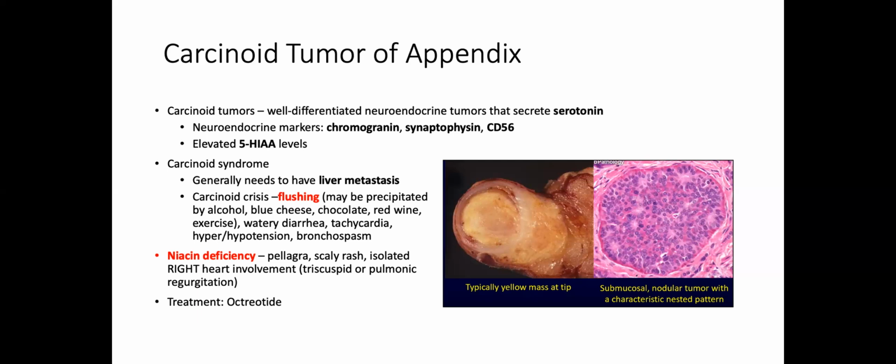So they may have symptoms of serotonin syndrome, flushing, or a tyramine-like reaction. Flushing precipitated by alcohol, blue cheese, chocolate, red wine, exercise, as well as watery diarrhea, tachycardia, hyper or hypotension, and then bronchospasm. They also could have a niacin deficiency, that pellagra, scaly rash, and isolated right heart involvement. I think it would be important to know that they can have pellagra or right heart involvement, and that flushing is associated with carcinoid syndrome if it does spread to the liver. Treatment is going to be somatostatin analog octreotide.